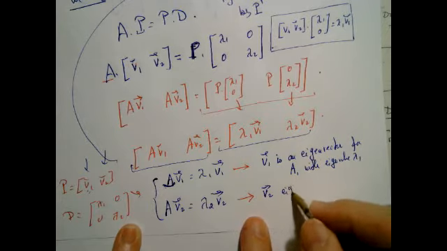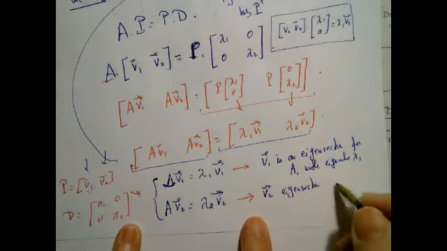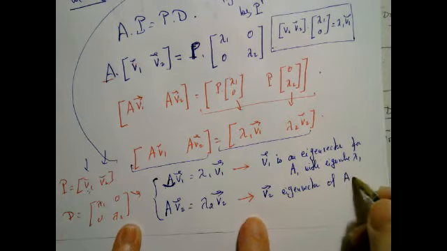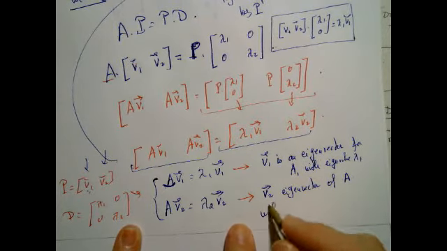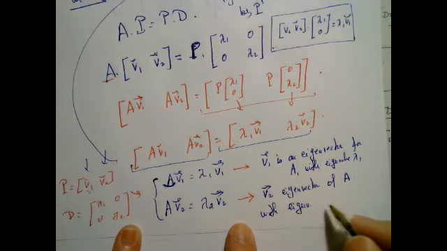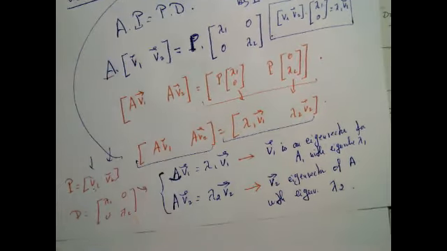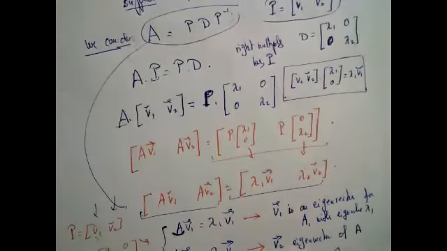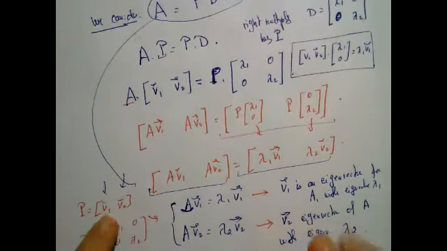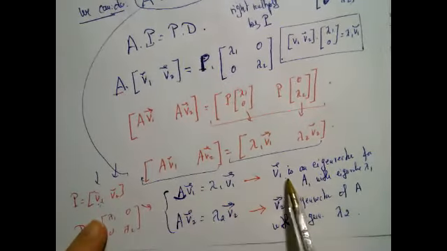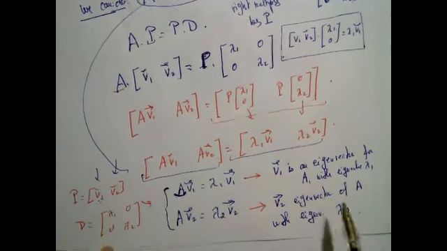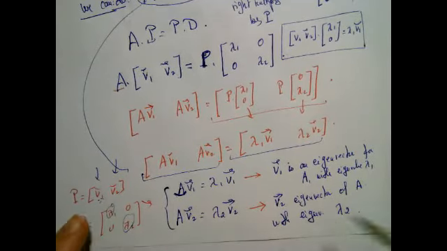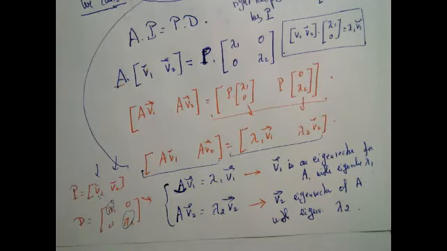V2 is going to be the eigenvector of A with eigenvalue lambda 2. Okay, so if this factorization is possible, the columns of P will be the eigenvectors of A. And the terms along the diagonal of D are going to be the eigenvalues that correspond to V1 and V2.